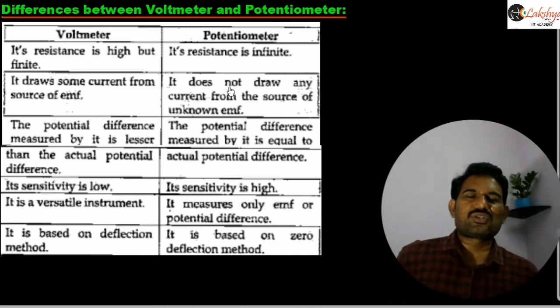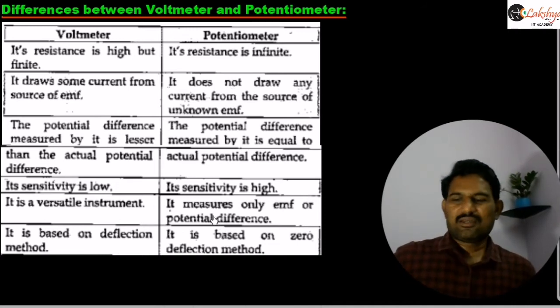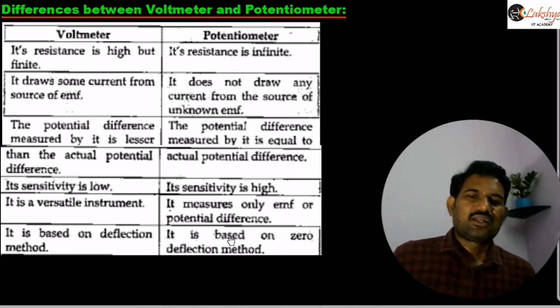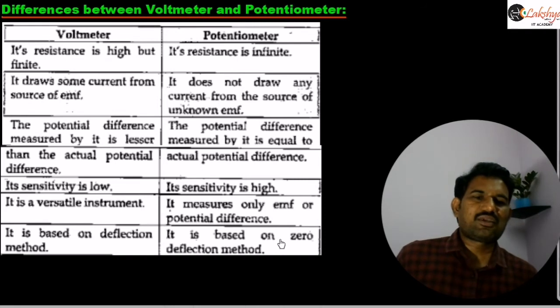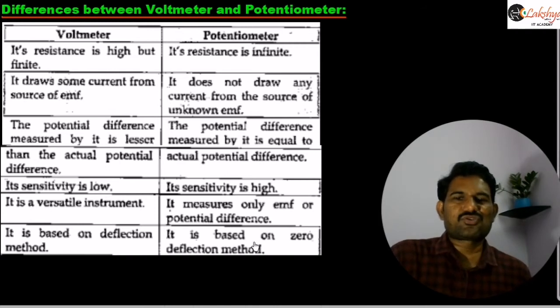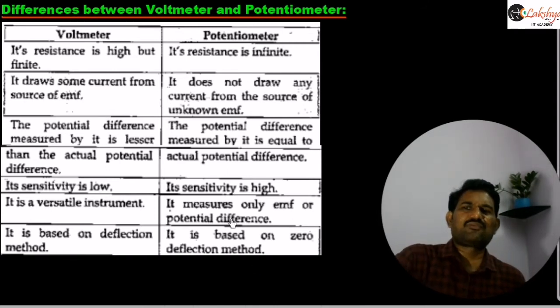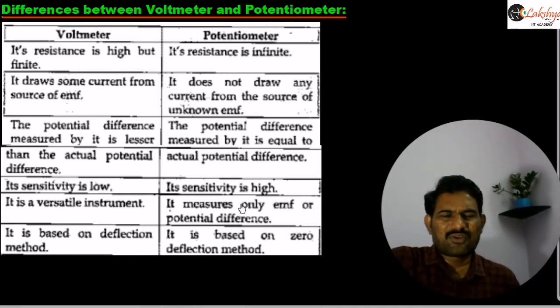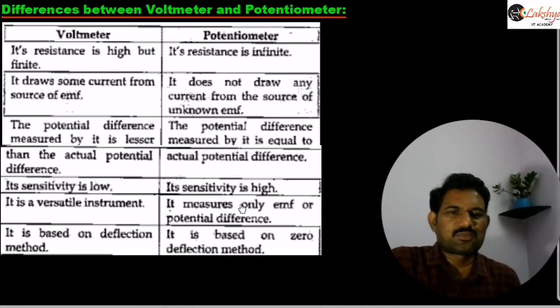Whenever you are using the potentiometer, whether you measure the resistance or EMF or potential difference, the deflection must be 0 only. Then only we take the readings and do the calculations from this potentiometer. So those are the major differences between voltmeter and potentiometer, right? So that is about the different applications of the potentiometer and its principle.